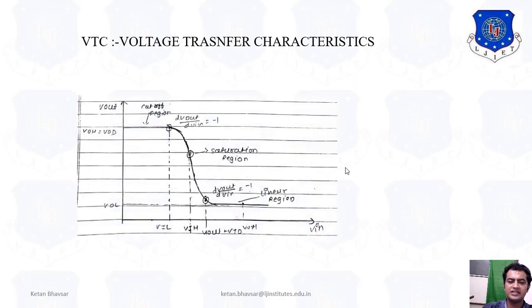Now in the VTC we have VOL, VIL, VIH and VOH. In the cutoff region you can see that you directly get the high value. It starts moving, and when dV out divided by dV in is equal to -1, that point is VIL. Similarly, in the saturation region and in terms of V out plus VTO in the linear region, we again have the slope of the VTC, dV out upon dV in, equal to -1.